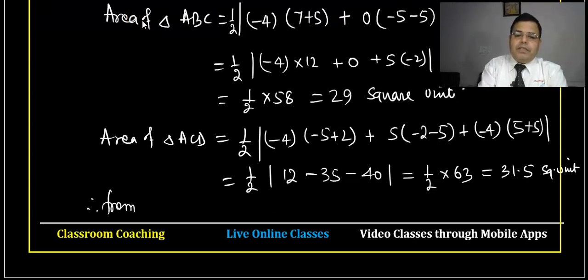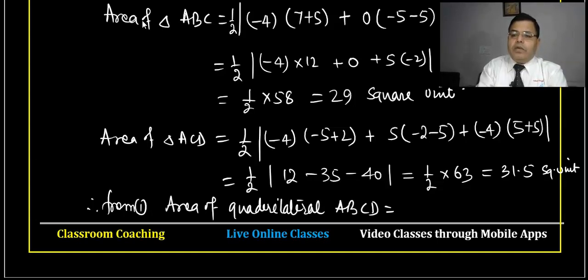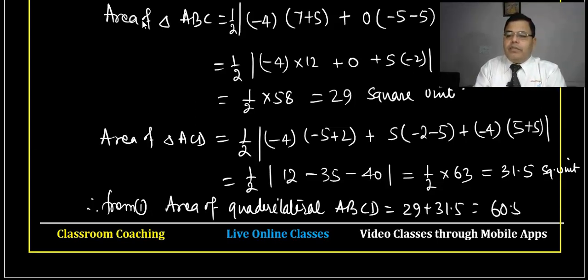Therefore, from the first step, the area of quadrilateral ABCD is the sum of the two. That is 29 plus 31.5, which is equal to 60.5 square units. I hope you got it. So that's all in this question.